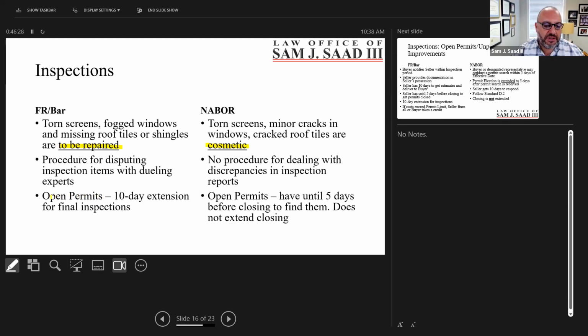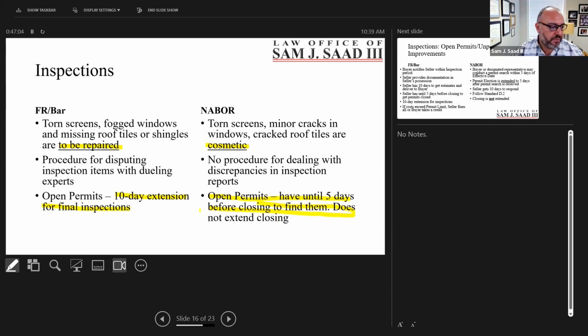And then open permits, you can actually get up to a 10-day extension under FRBAR to deal with final inspections under permits. NABOR has a totally different process for permits. There's no real procedure for dealing with inspection reports under NABOR. You just deliver it and then you hash it out during that 10-day period. On open permits, you have until 5 days before closing to find them, because Collier County, where most NABOR contracts are used, has been very slow to get information out about open permits, but it does not extend the closing.